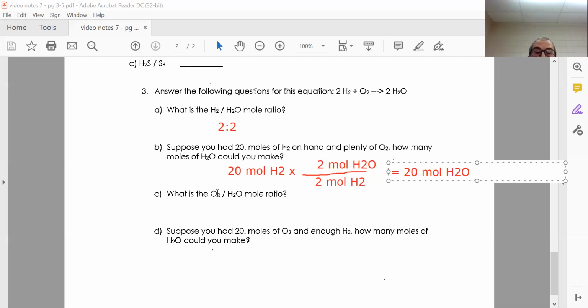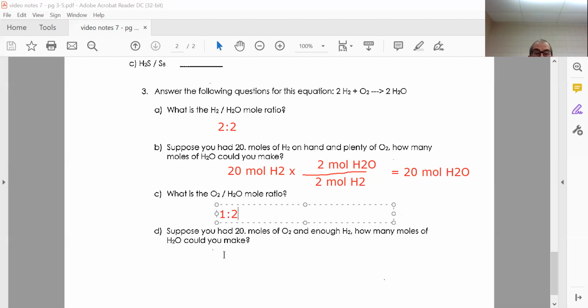Okay, what is the ratio of O2 to H2O? I got a 1 here and a 2 here. So this time I'm going to say it's a 1 to 2 ratio. Suppose you had 20 moles of O2 and enough H2, so we don't have to worry about the H2. How many moles of H2O could you make? So if this were 20, my guess is the H2O is going to be twice as big. Okay, well, what's twice as big as 20?